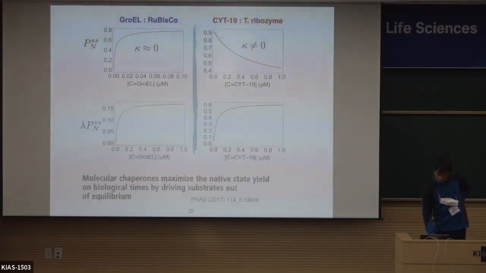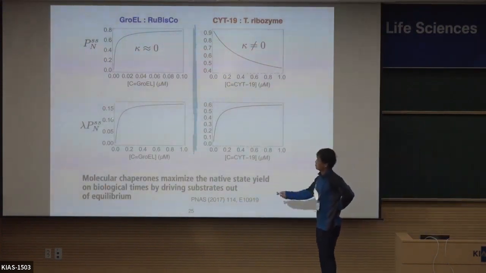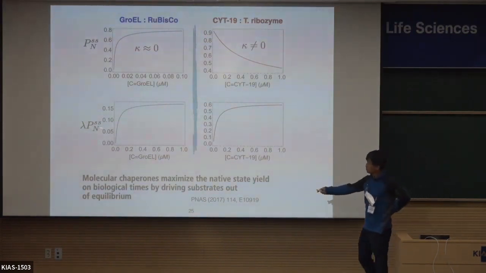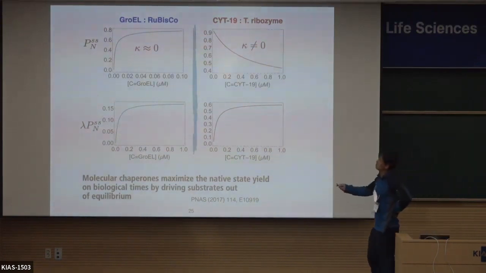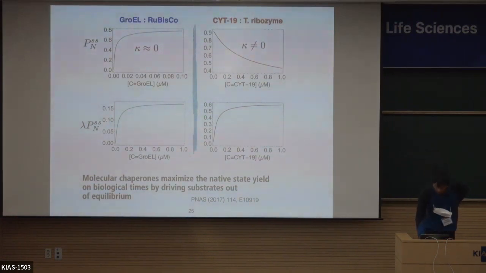But if you think about this as a kind of non-equilibrium machine, you have to think about the yield per unit time. If you multiply this native steady state yield by the time scale of this entire process, actually both quantities increase as a function of chaperone concentration. So a molecular chaperone basically maximizes native yield on a biological time scale by driving the substrate out of equilibrium. So that's the mechanism. Okay?